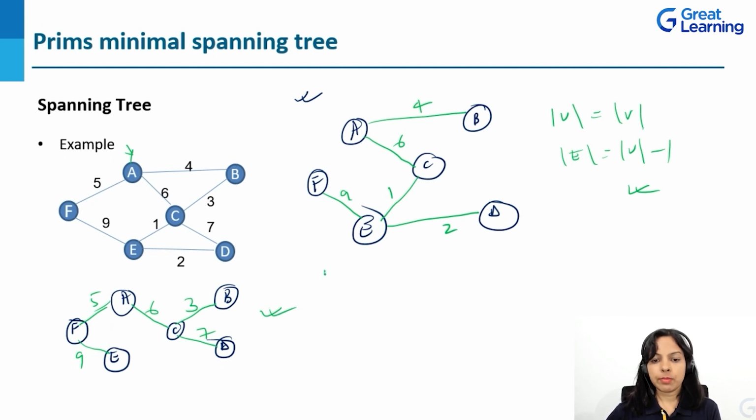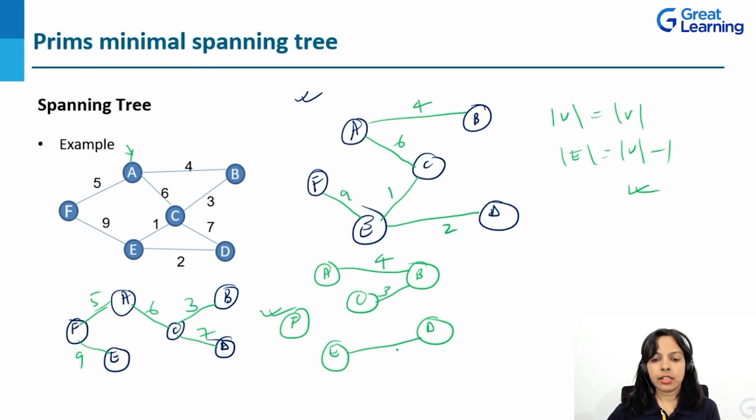Similarly, you can have one more spanning tree. Let's see that as well. So A, B, C, D, F, and E. This time I select between A and B, suppose this. Between C and B, if I select 3. Between E and D, if I select 2. Between E and F, I select 9. Between C and A, no, I can't select. Between C and E, can we select? Yes, 1. So yes, this is another spanning tree.